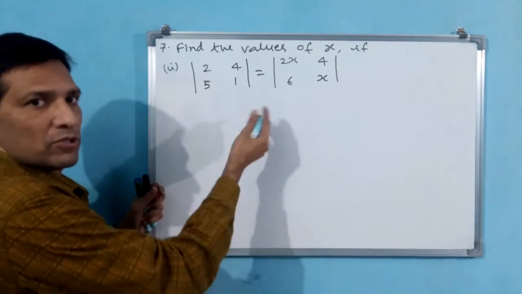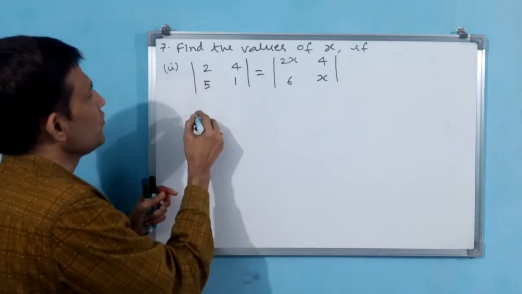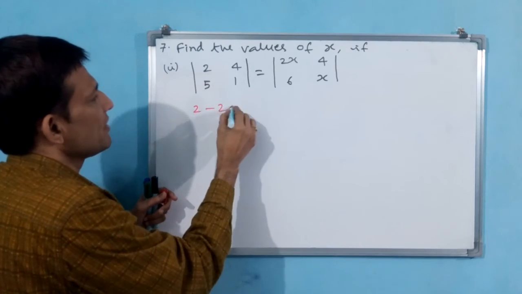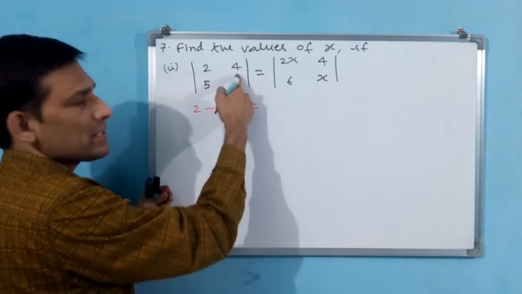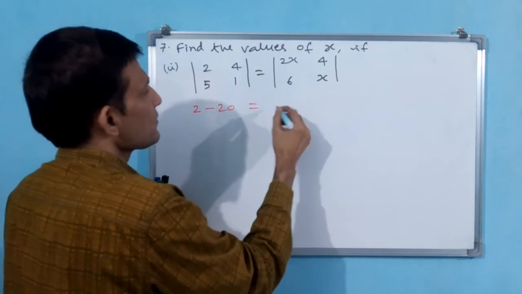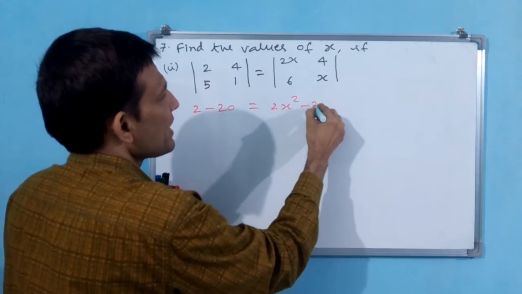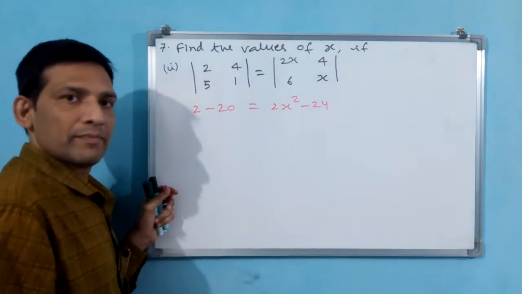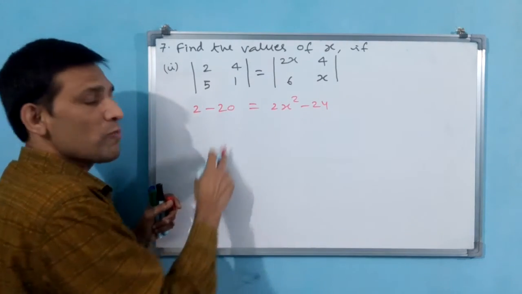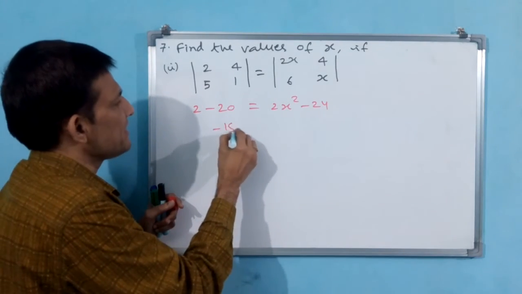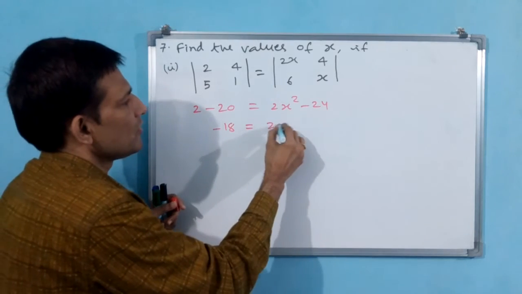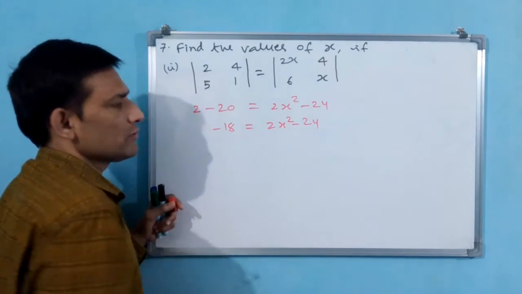See, determinant only, both. Determinant you have to find. 2 minus 20. Is it okay? 2 minus 20. Okay. 2x square minus 24. So 2 minus 20, what will become? Minus 18 is equal to 2x square minus 24. Like that only you keep.